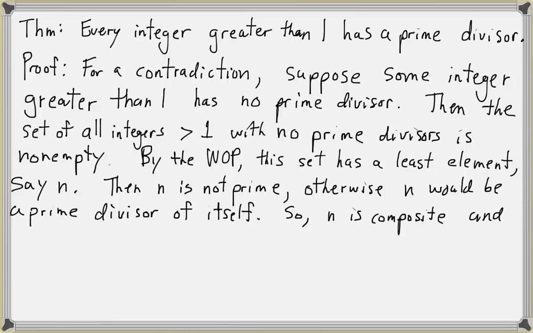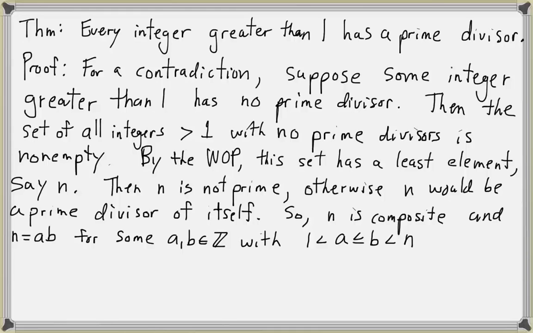And I can write n as a times b for some integers a and b that are both between 1 and n. 1 is less than a, which is less than or equal to b, which is less than n. So a is a positive integer that is greater than 1 and strictly less than n.